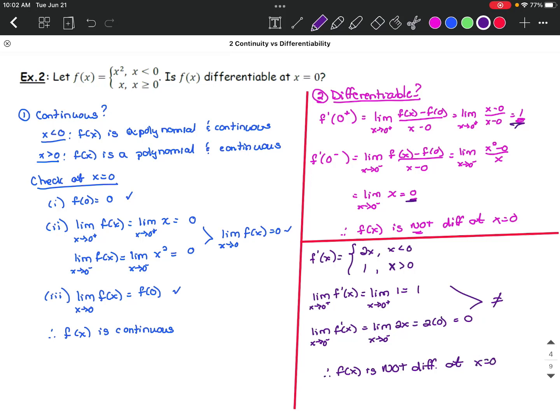Both of those methods work. Sometimes you'll be asked to use the definition of derivative. Sometimes they won't care which one. Sometimes one method is easier than the other. So now you've seen both ways to do it.